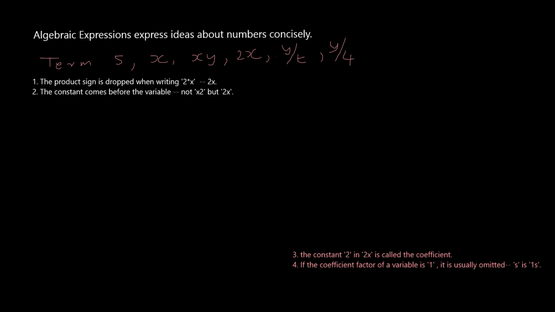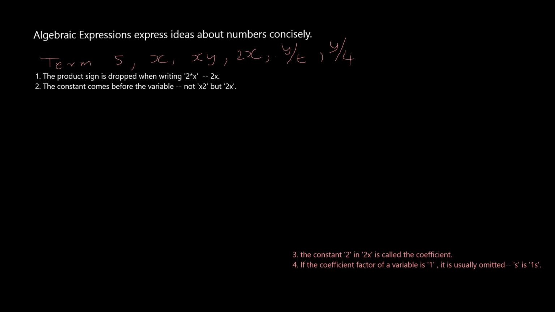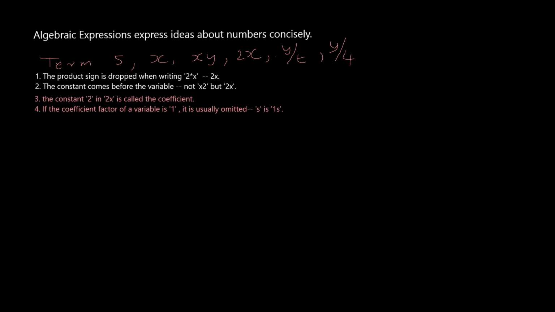The product sign is usually dropped when we write 2 times x, and the constant usually comes before the variable, so we write 2x and not x2. Then the 2 in the term 2x is called the coefficient of the term, so we will learn a new term called the coefficient.